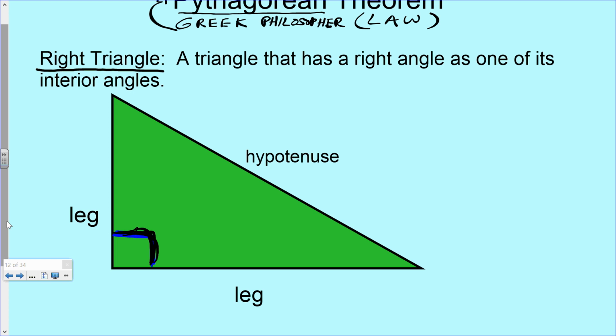The two sides that make up the 90 degrees are called legs. The third side that's always opposite the 90 degrees, the longest side, is always called the hypotenuse. So go ahead and mark up your paper there.